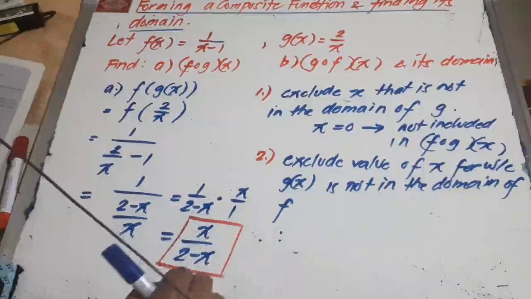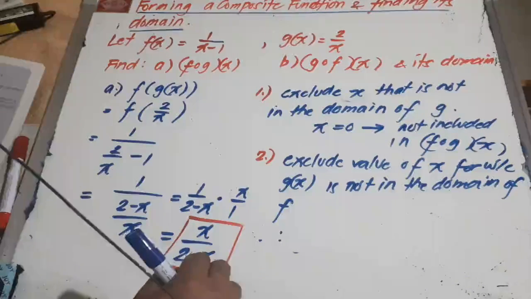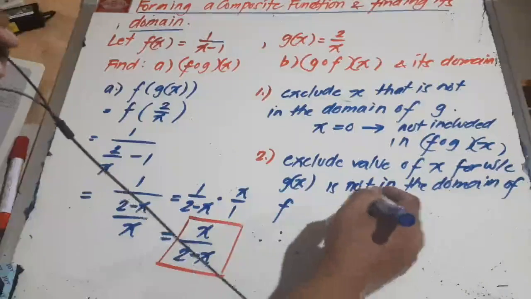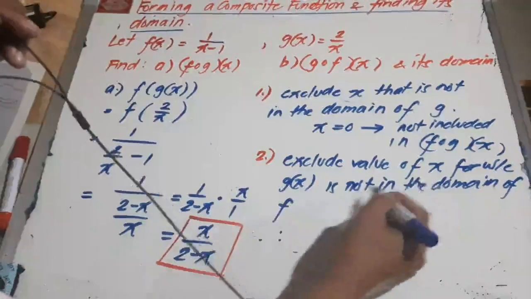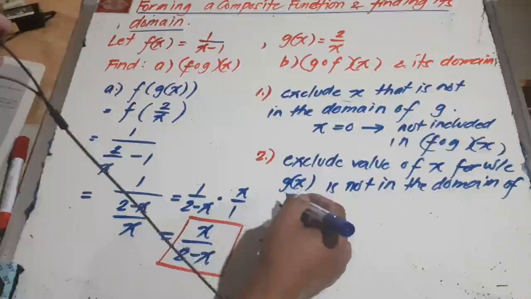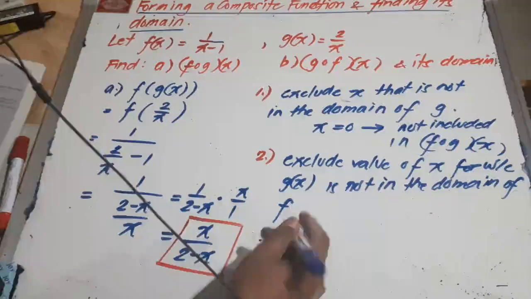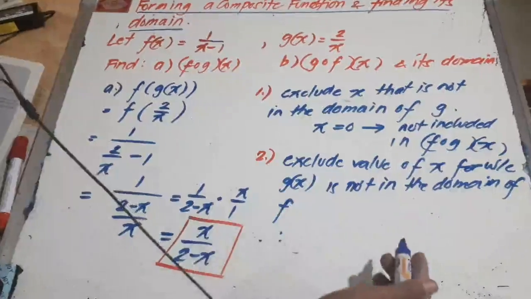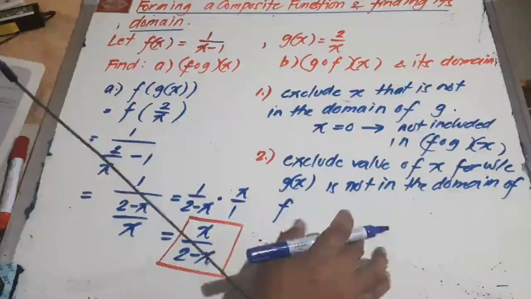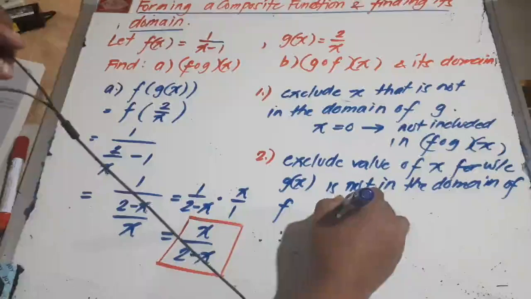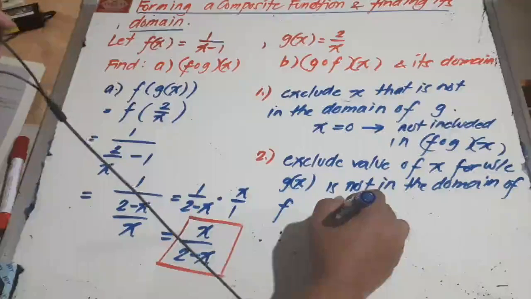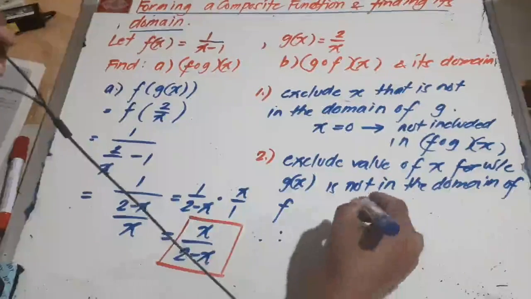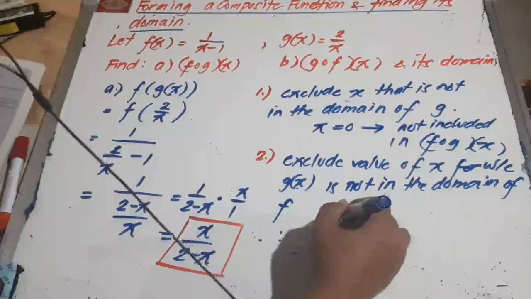Wala sa domain ni f o function f, si 1. Okay? So therefore, kailangan daw exclude din natin yung g of x when x equals 1. We should exclude the value of x where g of x equals 1, kasi si 1 is not included in the domain of f. So therefore, we're going to solve for the value of x when g of x equals 1. And that will be excluded also in the domain of the composite function.